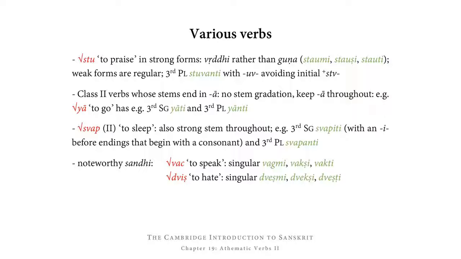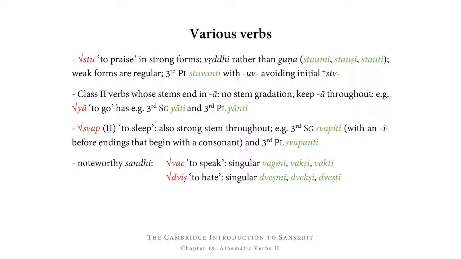Then, in all class 2 verbs whose stem ends in an a, there is no stem gradation. We keep the stem ending in a throughout the paradigm. And so, for example, of ya, to go, we have a third singular yati and a third plural yanti. Theoretically, this is irregular, but it actually makes the forms more easily recognizable.